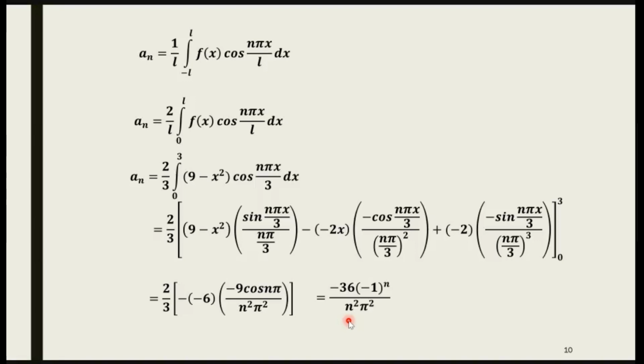Cos n pi, if you don't remember, don't write the wrong answer. Keep it as cos n pi, nothing wrong in that. But don't write the wrong answer for cos n pi.